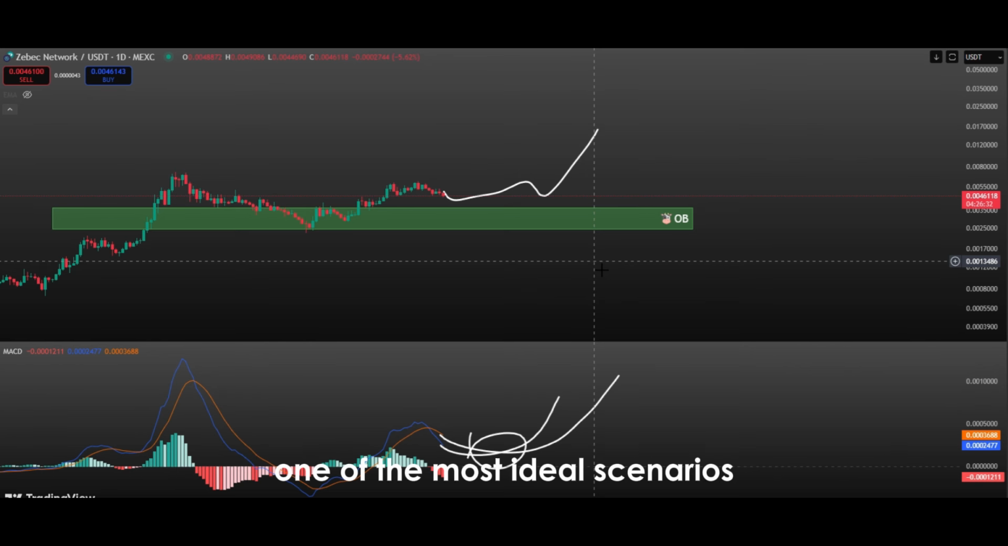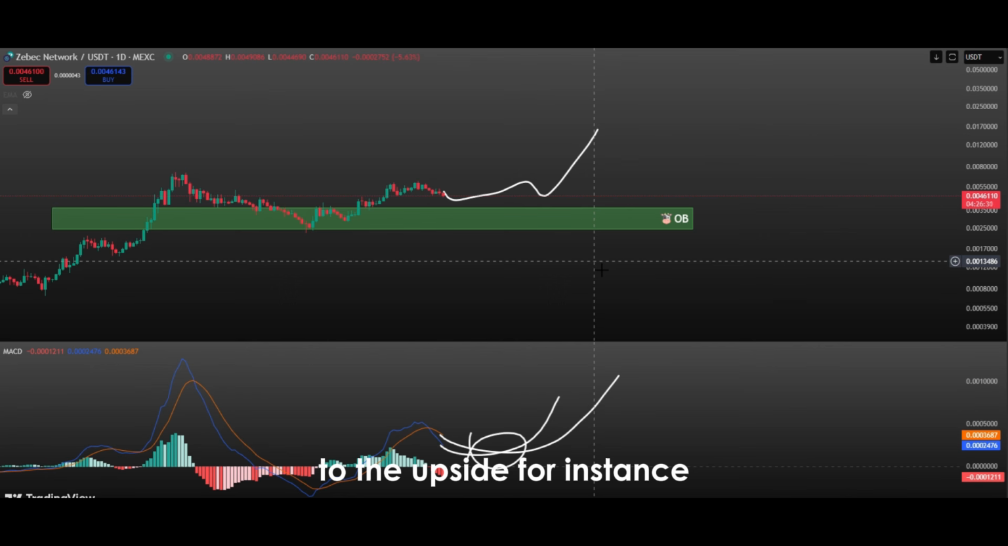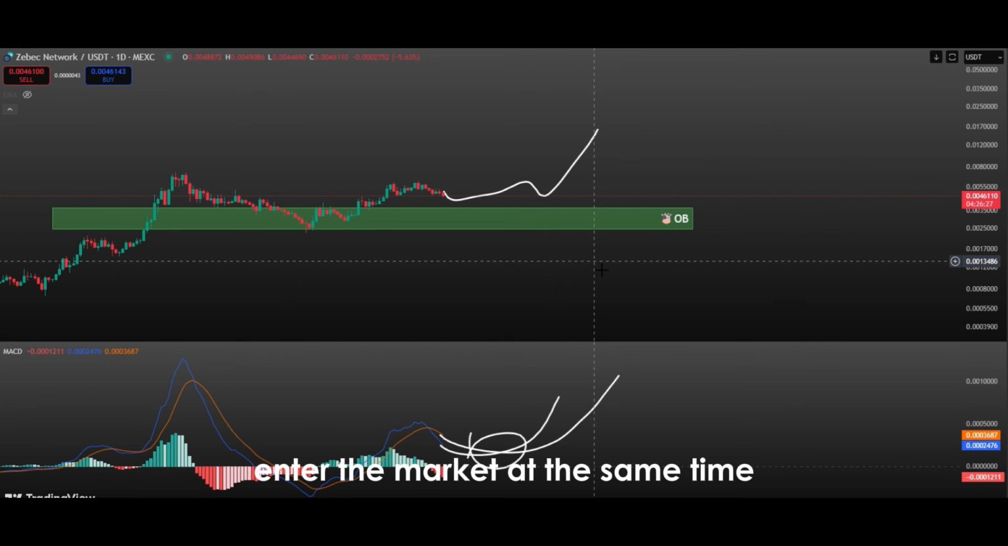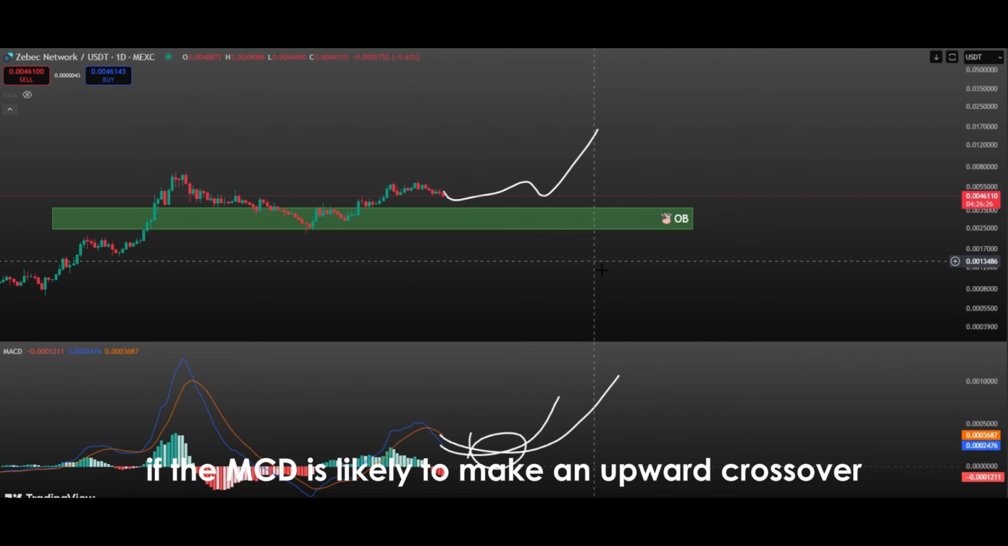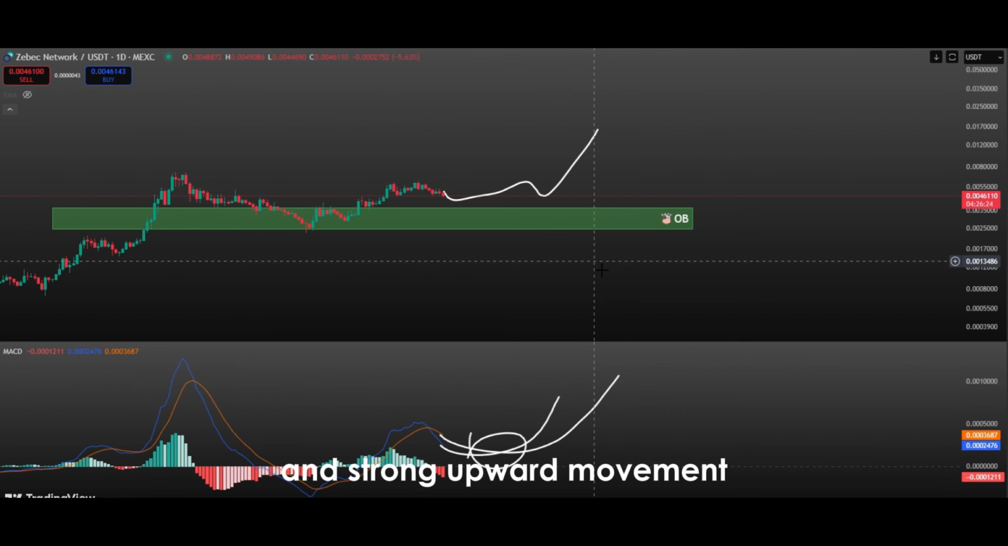One of the most ideal scenarios in upward MACD crossovers is when the price simultaneously breaks an important technical pattern to the upside. For instance, if a downward trend line or a triangle pattern is broken to the upside at the same time the MACD crosses, this double confirmation can cause the price to rise rapidly. Both pattern followers and indicator followers enter the market at the same time, significantly increasing buying pressure. As we mentioned, if the MACD is likely to make an upward crossover, and this aligns with the current price structure, there is a very high probability of a sudden and strong upward movement.